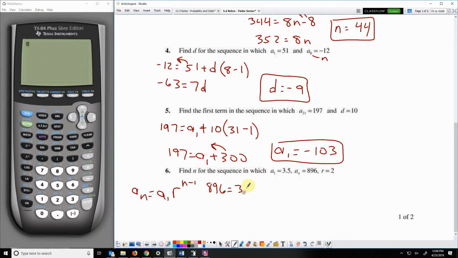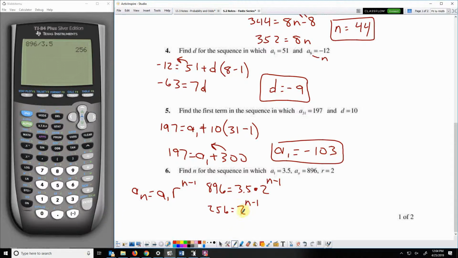First term, 3.5, times r, which is 2, to the n minus 1 power. Now I can't multiply 3.5 and 2 because by order of operations I have to do powers before I can multiply. But I can divide by 3.5. So if I divide 896 by 3.5, I get 256 equals 2 to the n minus 1 power.